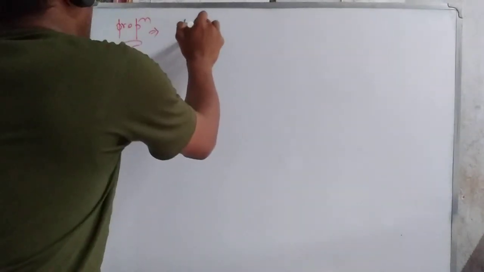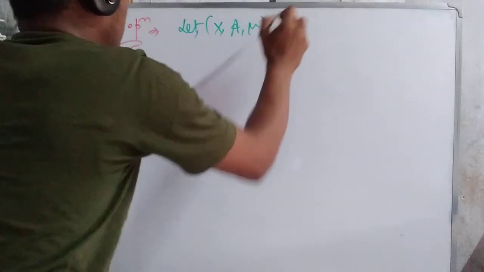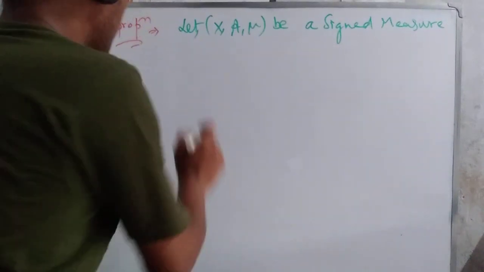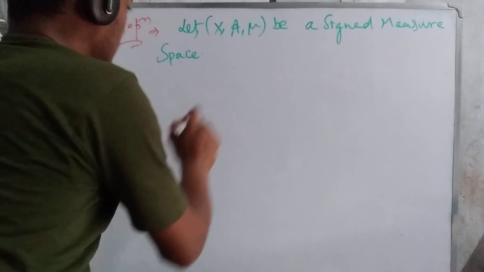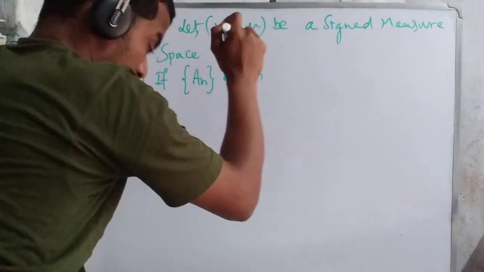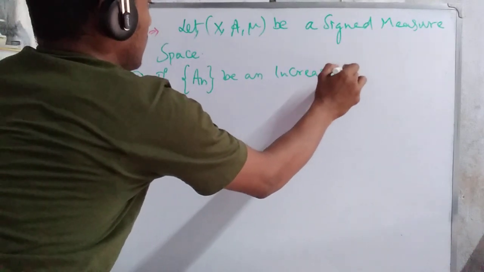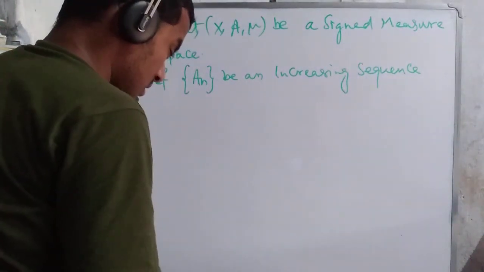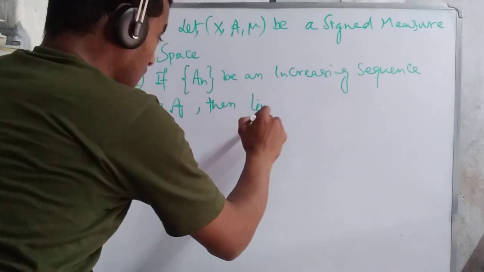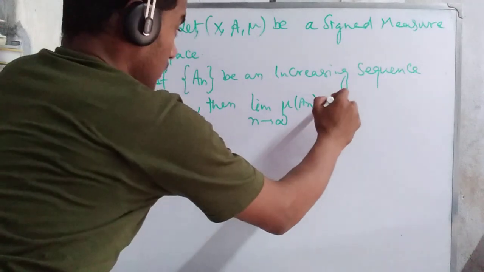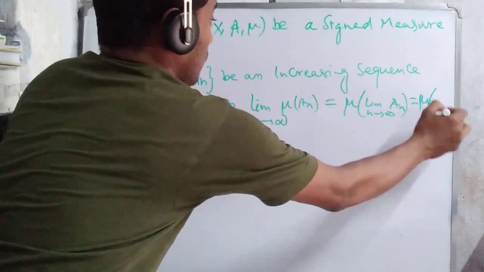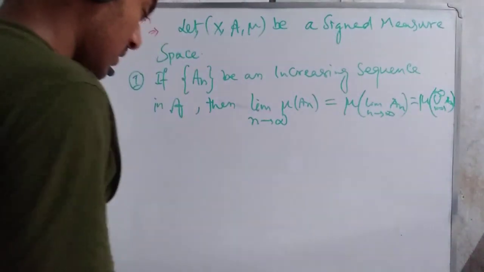Let (X, A, mu) be a signed measure space. First, if A_n is an increasing sequence in this script A, then the limit as n tends to infinity of mu(A_n) equals mu of the limit of A_n, which equals mu of the union of n equal to 1 to infinity of A_n.